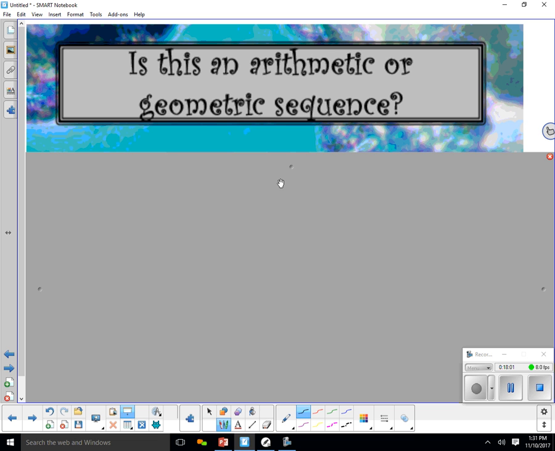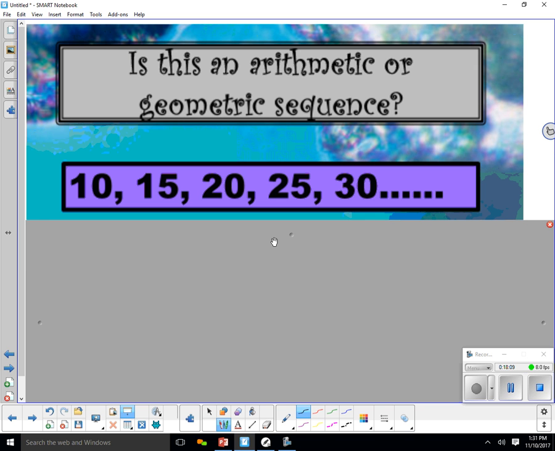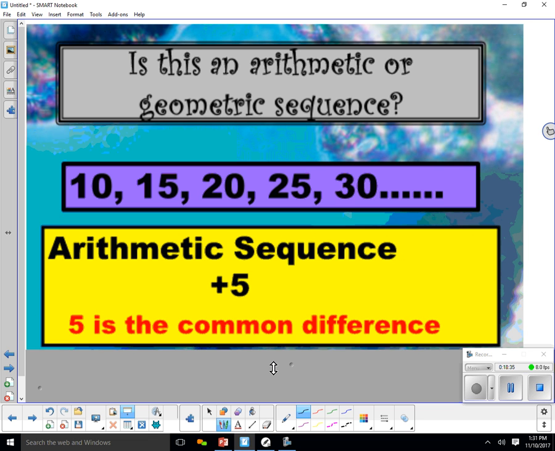Alright, so I want you to tell me if the following is arithmetic or geometric. Then you're going to tell me if it's a common difference or common ratio, and then you're going to tell me what it is, okay? So, 10, 15, 20, 25, 30. Arithmetic. It's an arithmetic sequence. So is it a common difference or common ratio? Common difference. And what is the common difference? What am I doing between each term? I'm adding 5. So my common difference here is 5. Okay?